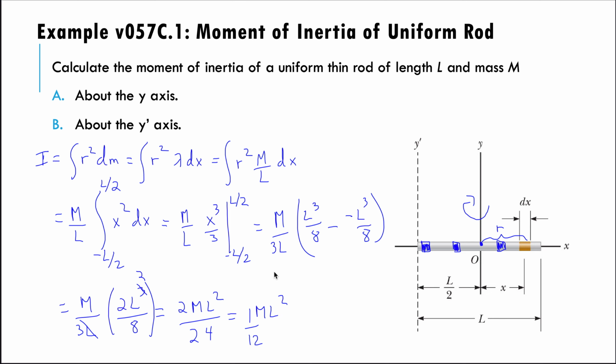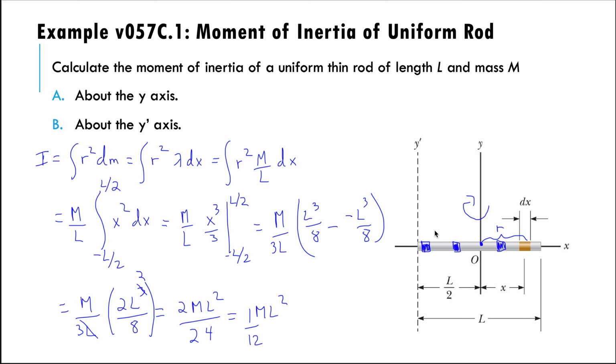Now for the second part of this problem. What about if we rotate the rod about this y prime axis, which is at the end of the rod? Is the rod going to be easier or harder to rotate? It's going to be harder to rotate, right? Because we have more mass that is further away from the axis. So that means the moment of inertia is going to be a bigger number.